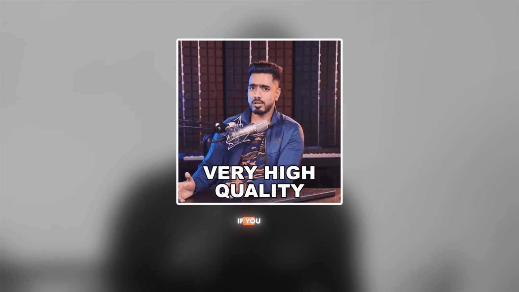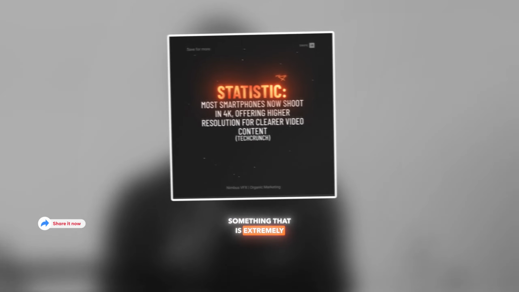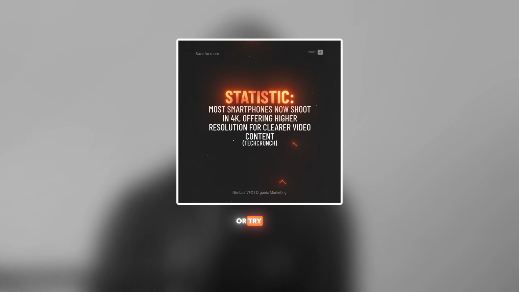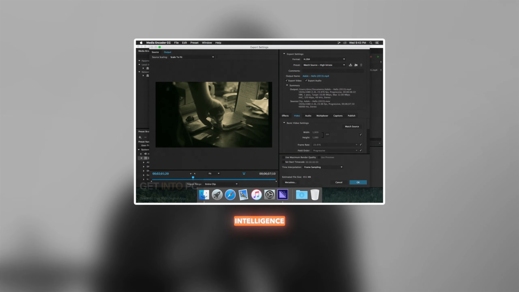Total beginners, if you have to shoot in 1080p, you go ahead. You're just getting started. This is not something that is extremely important, but I want to make sure to educate you and prepare you for the road ahead that may be moving on. Try and shoot in 4K or try your best and get a software like Adobe Media Encoder to upscale your videos to 2K without any major artificial intelligence coming in or whatever.